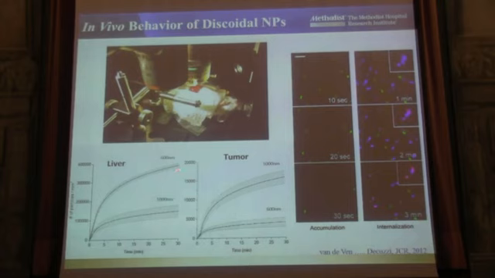So basically no long circulation. But again, if we're targeting the vasculature, and we don't have pegylated particles, we don't need long circulation. We need to get to the tumor right away and do whatever is needed to do.